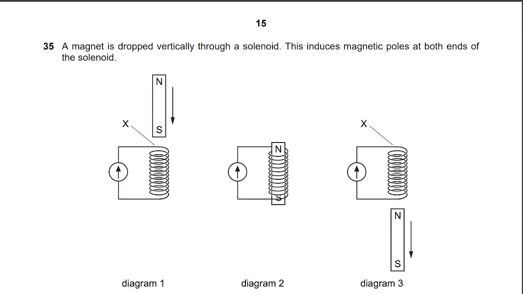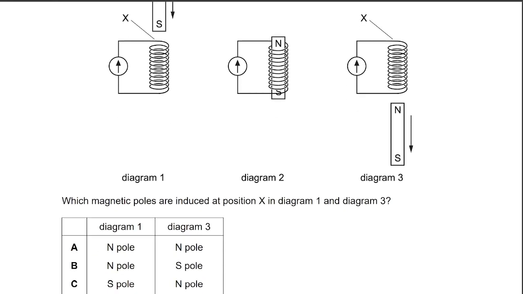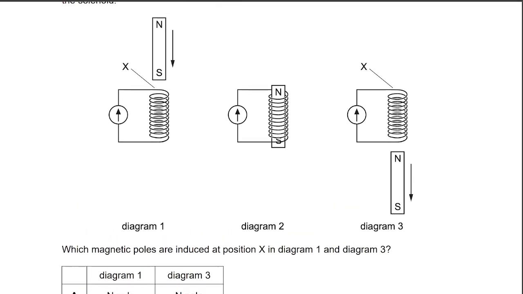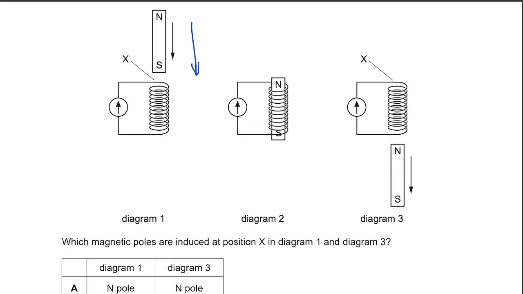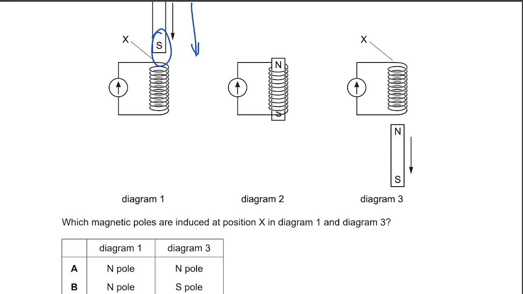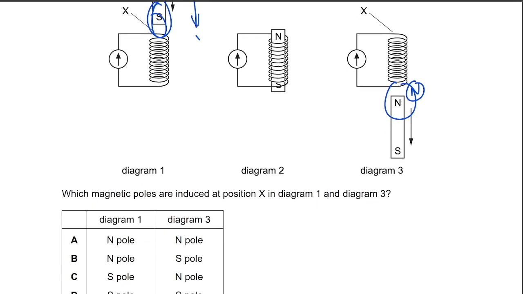A magnet is dropped vertically through a solenoid. This induces magnetic poles at both ends of the solenoid. The magnetic poles are induced at position X in diagram 1 and diagram 3. So what happens in diagram 1? Diagram 1 is going this way, downwards. Because it's going downwards, you see this south pole is the one that is getting induced. In this case, it would be the north pole that is getting induced, because the magnet is leaving the circuit. So diagram 1 is S, diagram 3 is N. So the answer is C, very straightforward.